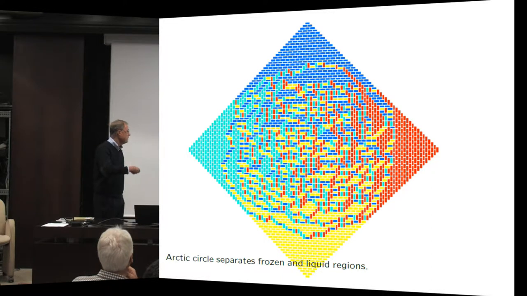The boundary between them, of course, if you have more and more squares, and they become smaller and smaller, would really look like a circle macroscopically. This is the liquid region, and about this model we know essentially everything.